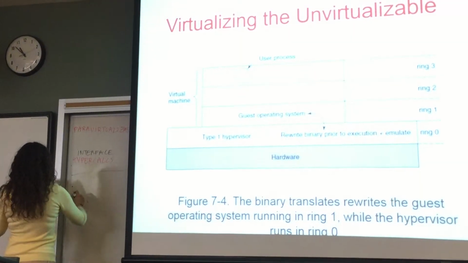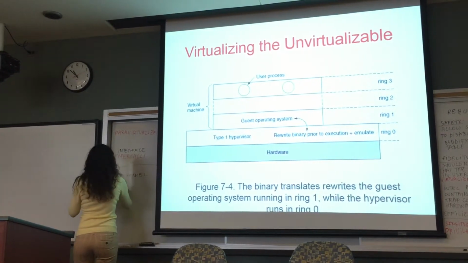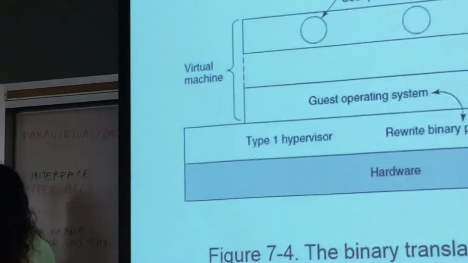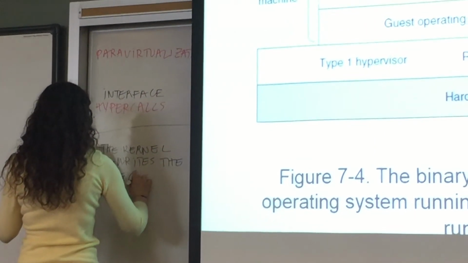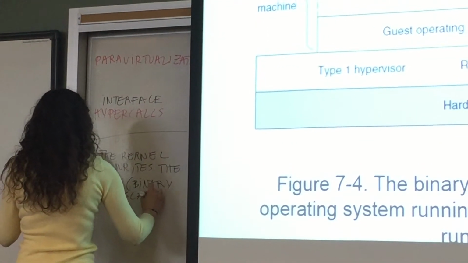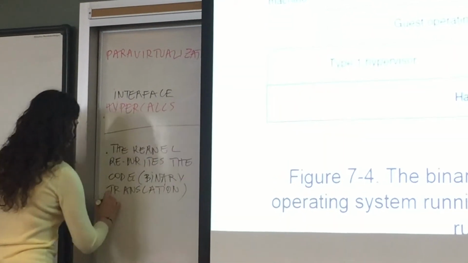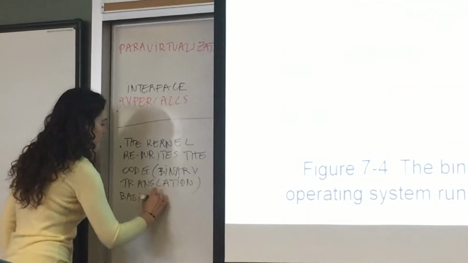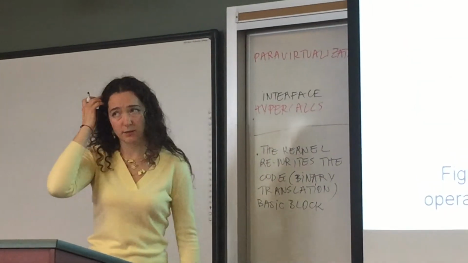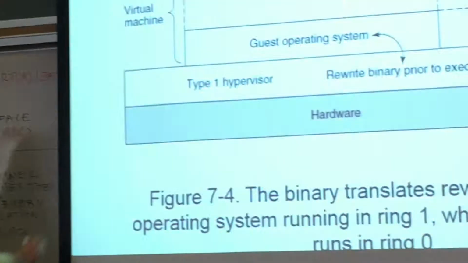So for this case, the kernel rewrites the code, or it does binary translation, one basic block at a time. And a basic block does not contain any kernel instructions. So it takes whatever instructions were there and converts them into something that does not contain kernel instructions. And it puts it in the cache of the hypervisor.